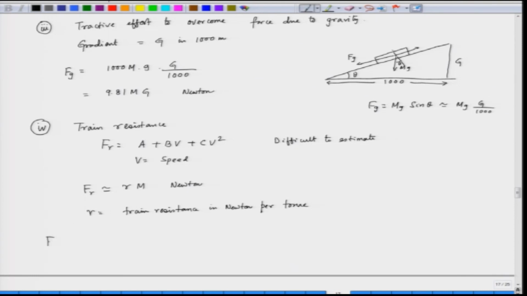So, what about the total tractive effort? The total tractive effort is equal to the accelerating effort plus the gradient plus the train resistance, that is equal to 277.8 m alpha plus or minus 9.81 m into capital G plus m r Newton. So, this is the total tractive effort of the train. So, the train has this tractive effort, and then with the effort of the motor, the train moves forward.